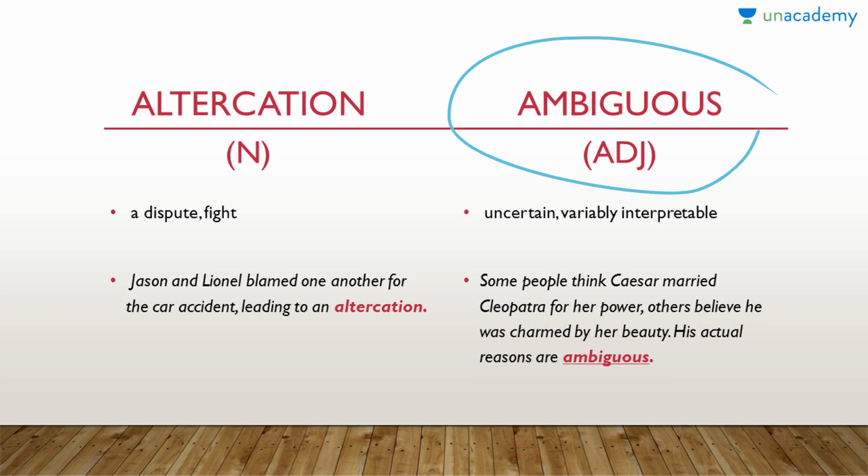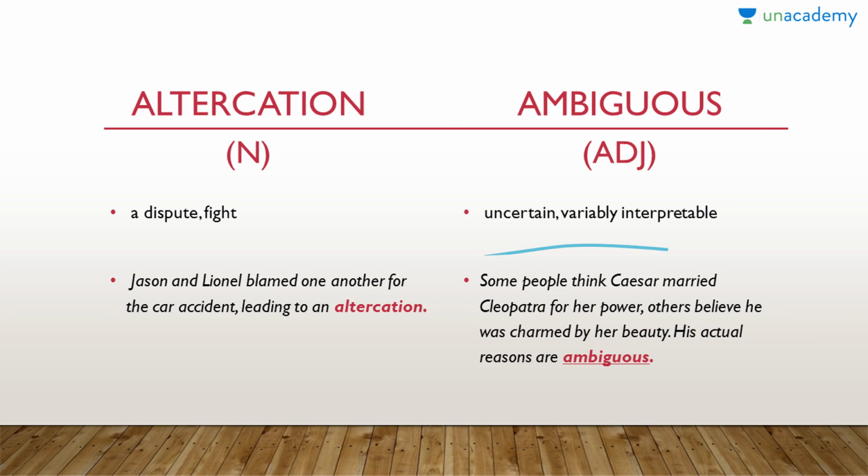Ambiguous is an adjective, which means uncertain, variably interpretable. In a sentence, it will be, some people think Caesar married Cleopatra for her power. Others believe he was charmed by her beauty. His actual reasons are ambiguous.